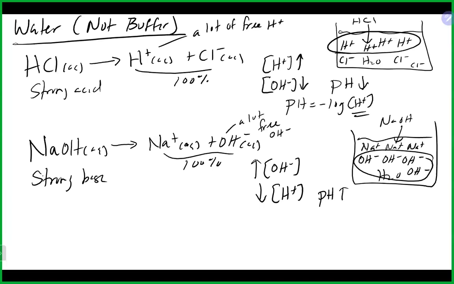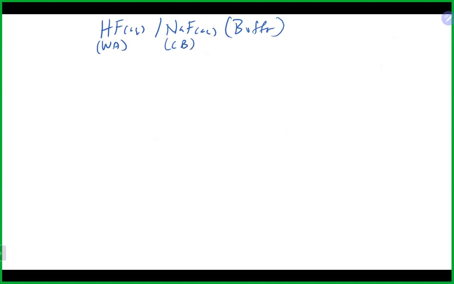So now let's take a look at what would happen if we added these exact same things to an actual buffer. And I'm going to use hydrofluoric acid because I don't feel like writing acetic acid, and some sodium fluoride as my example. So this is my buffer. And again, that is a weak acid and its conjugate base, or the salt of its conjugate base. Once again, the actual buffering parts are the HF and the F minus from here. And that is the actual buffer part of our solution.